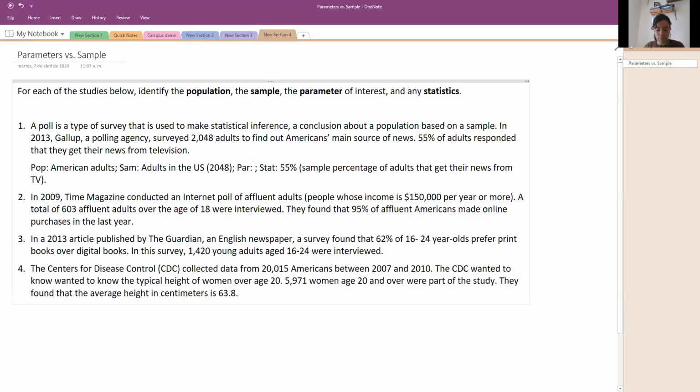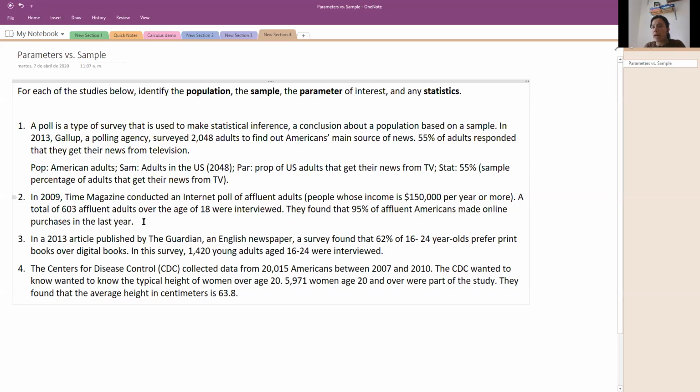People who get their news from television. Yes, so it's going to be the proportion of people, so of US adults, that get their news from TV, right? So as I said before, maybe in a concrete situation it's a bit easier to see. The parameter is an idea, whereas the statistic is an actual number. Okay, so the statistic we can compute, the parameter we can just think about.